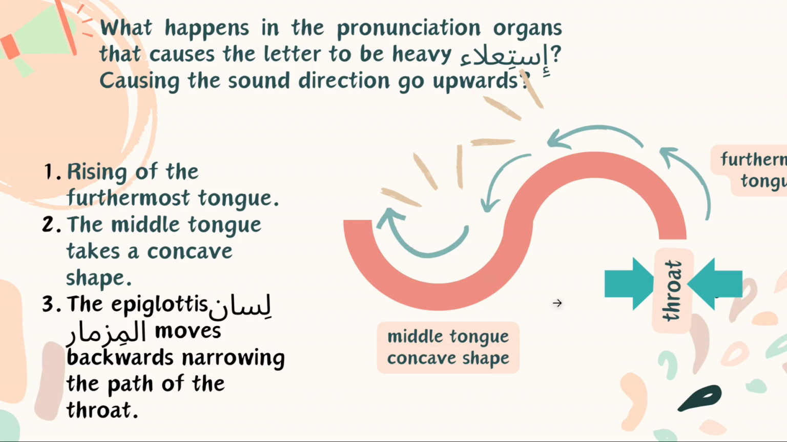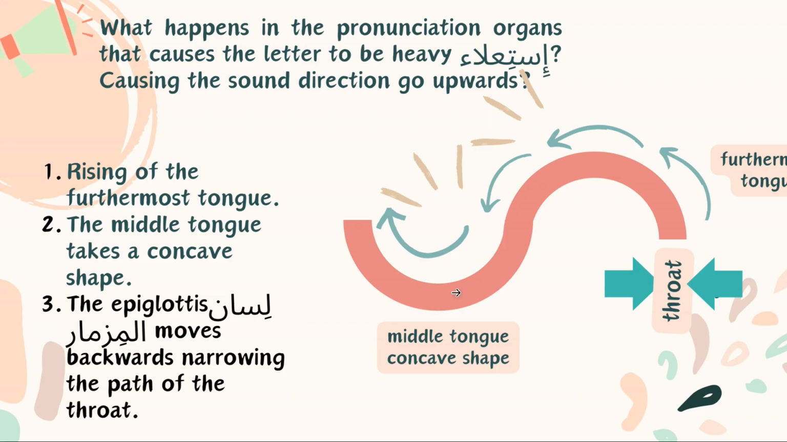It's very good to have it on the sukoon state. Let us say "al". What's happening? We can notice that the throat is getting narrower. The furthermost part of the tongue is getting higher, rises upwards, and the middle tongue is getting a concave shape.